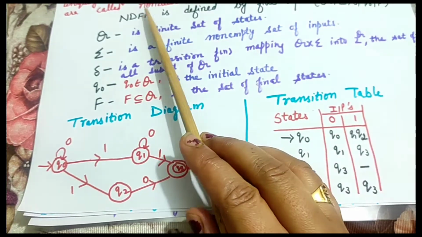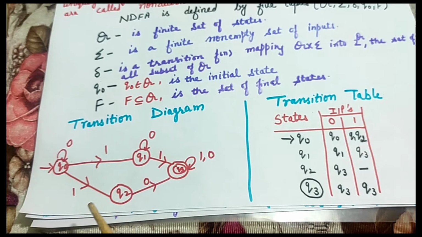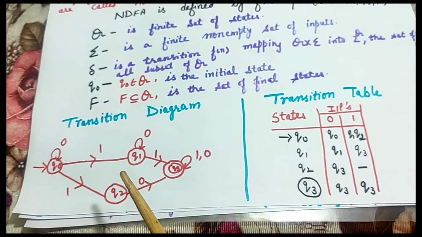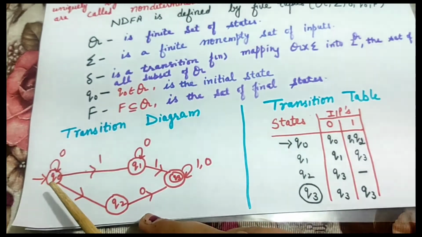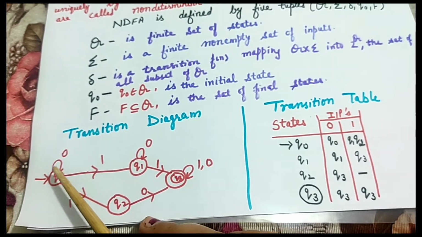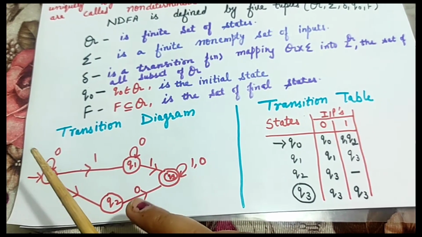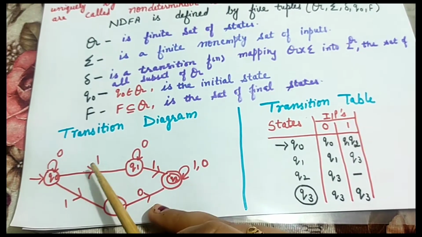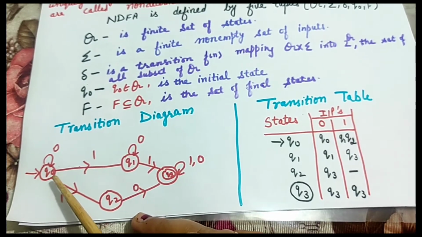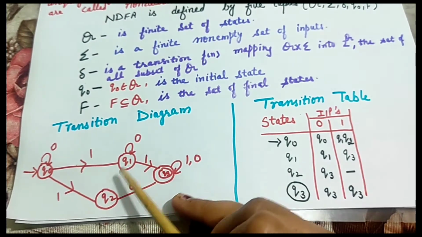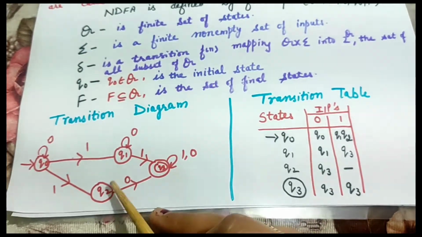As said earlier in the definition, in this case, for a particular input, sometimes a definite state can't be determined. For example, when we provide 0 input at the Q naught state, the next state is Q naught, that is definite. But for the 1 input, there are 2 different states. When we provide the 1 input at Q naught, the states are Q1 and Q2.